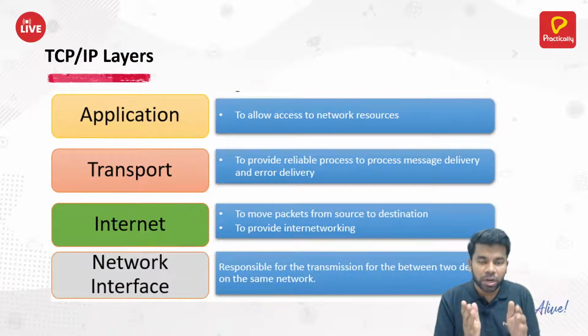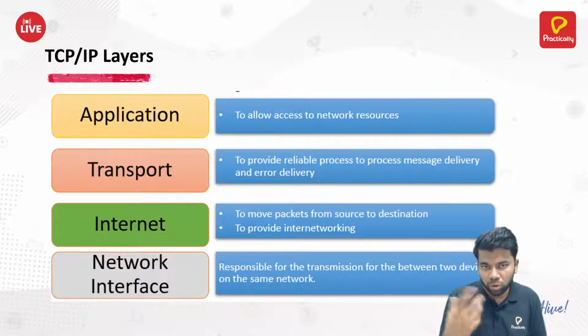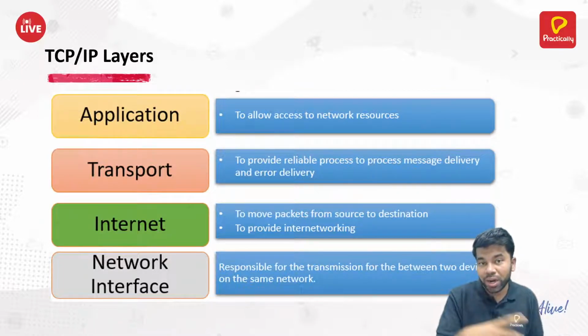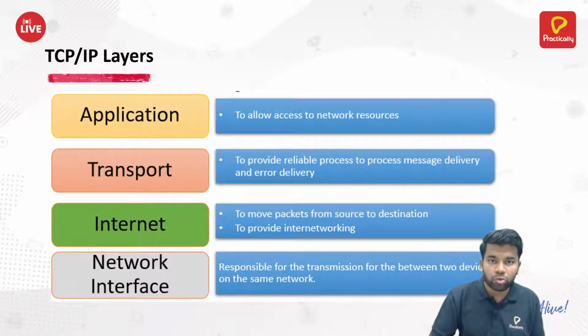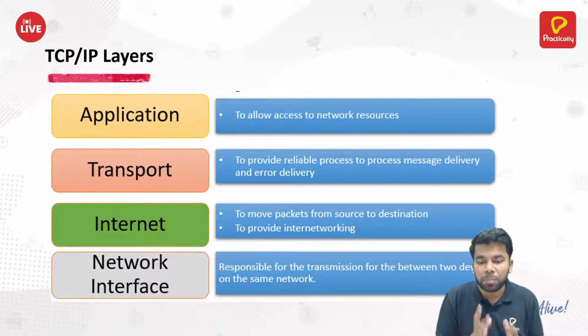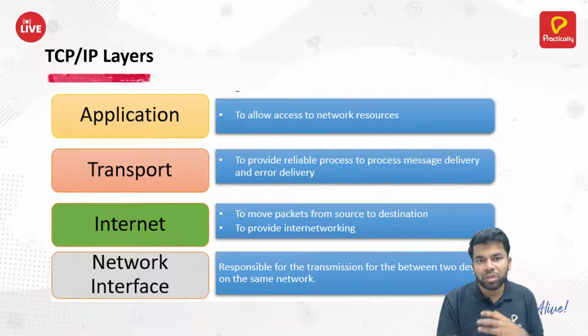Okay, the data gets divided into small packets, and then it is moved from one device, from the source, to the destination. Suppose this is the source. From India, I want to send data to America. So India is the source, America is the destination. The internet layer is responsible for sending our data from the source to the destination in the form of packets. It also provides internetworking, which means it connects the networks of networks.